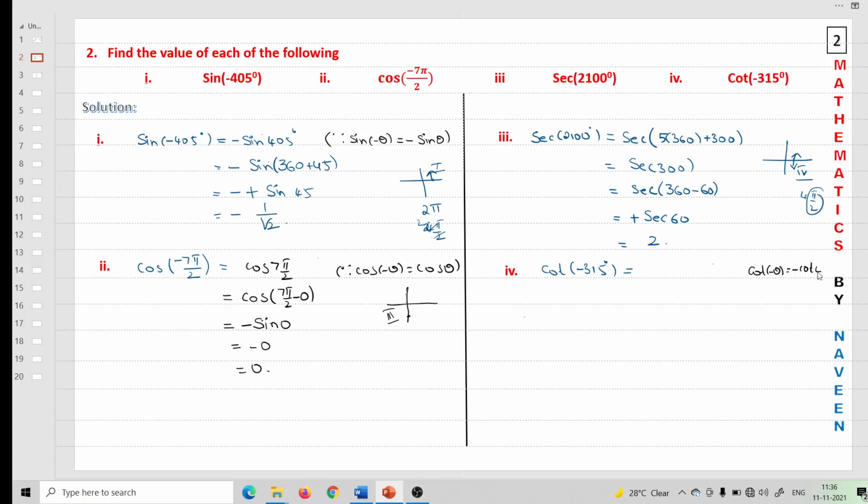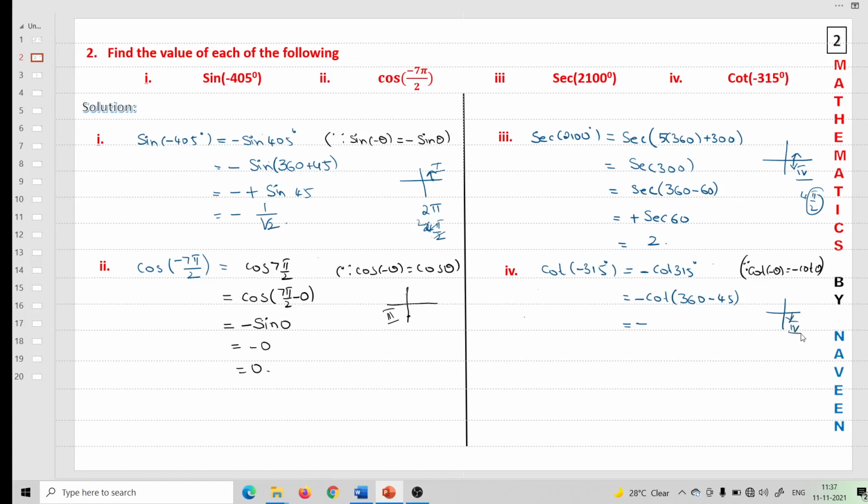Minus cot theta, right? Cot of minus theta is minus cot theta. So we can write it as minus cot 315 degrees. So it can be written as minus of cot 360... 315 is near 360, right? So I am writing it as 360 minus 45, or you can write 270 plus 45 also. Minus as it is, I am writing 360 minus theta, a complete rotation decreasing with some angle.